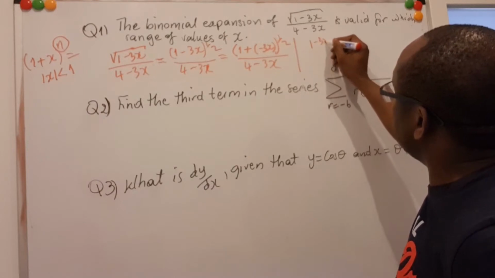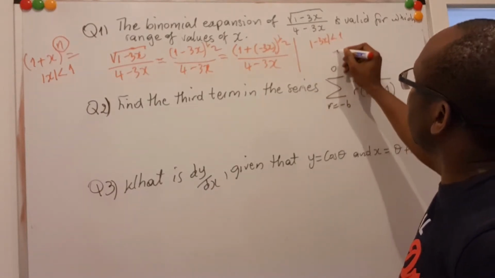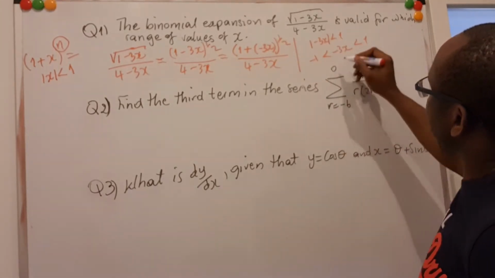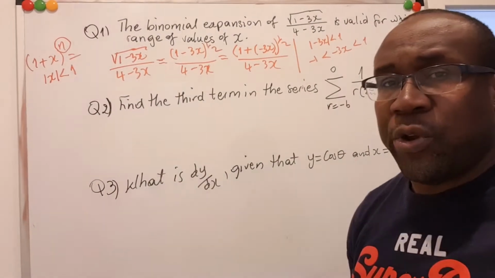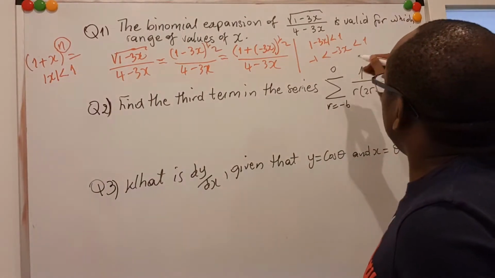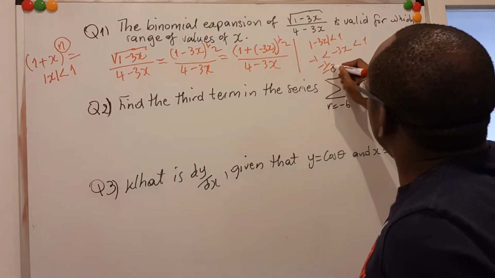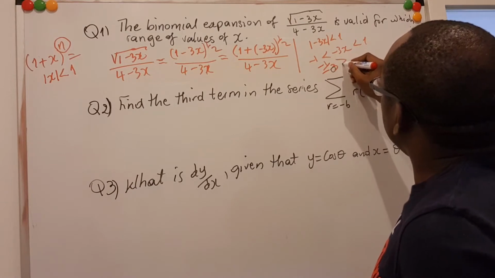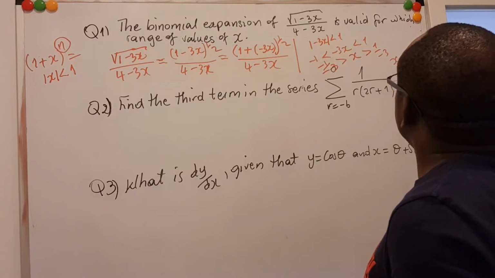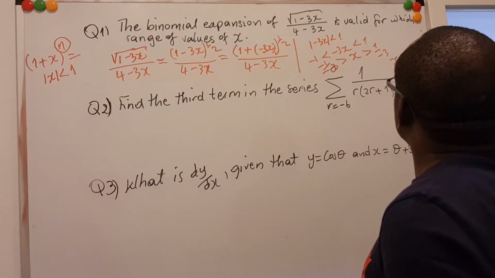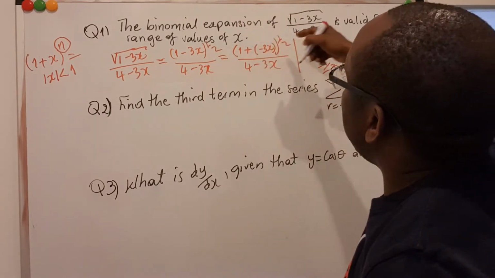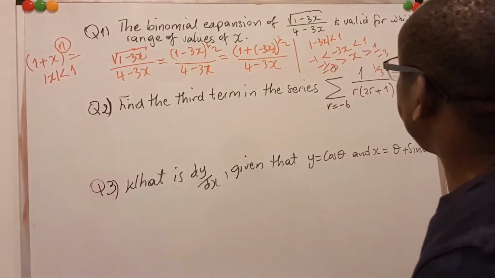That means the magnitude of 3x here should be less than 1. This actually means minus 3x should be greater than minus 1, less than 1. I can divide both sides by minus 3. But watch out, when you divide by a minus in an inequality, the direction of the inequality will change. So this will be minus 1 on minus 3 greater than x greater than 1 on minus 3. So x is simply bigger than minus 1/3, less than 1/3. Those are the range of values for which this expansion is valid as a binomial expansion.